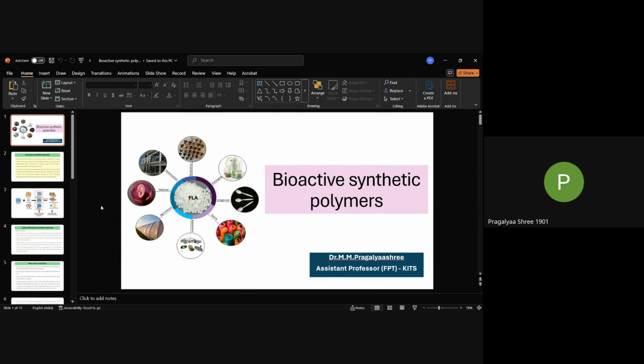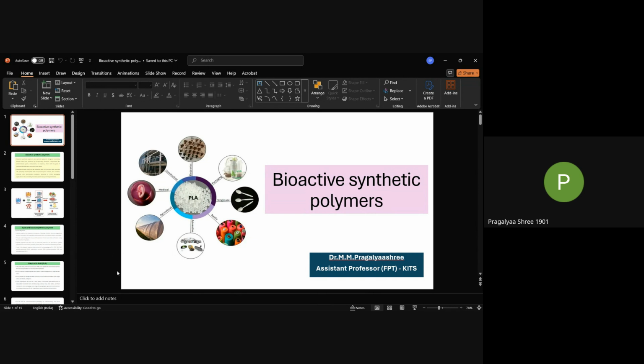Dear students, this class we are going to study about bioactive synthetic polymers. Polymers are divided into different categories like synthetic polymers, bioactive synthetic polymers, natural polymers, and the last one is microbial polymers. Here we have already studied biodegradable polymer films and coatings, and synthetic polymers have also been covered. This class we are going to study bioactive synthetic polymers.